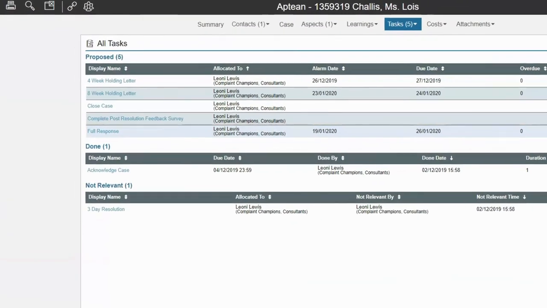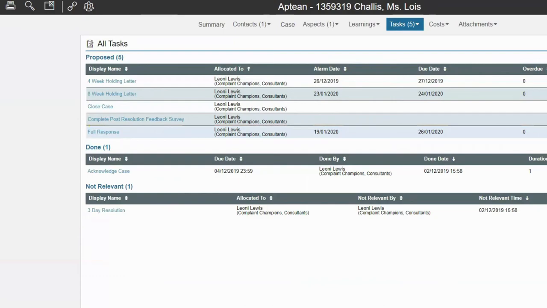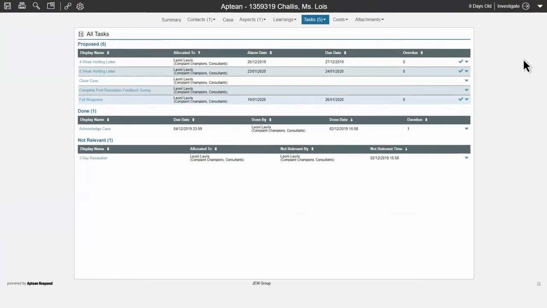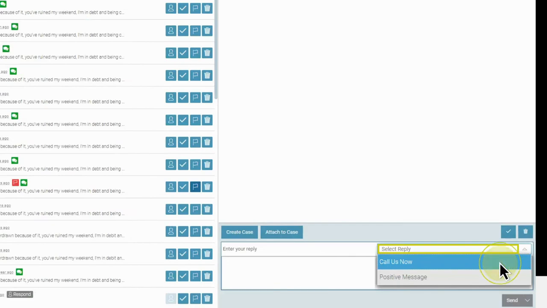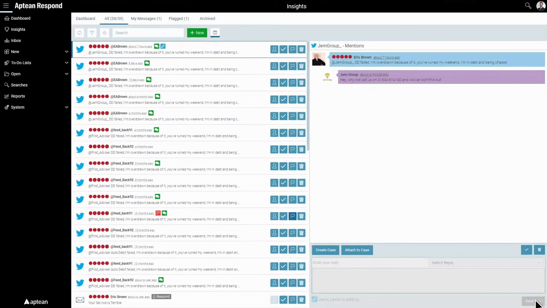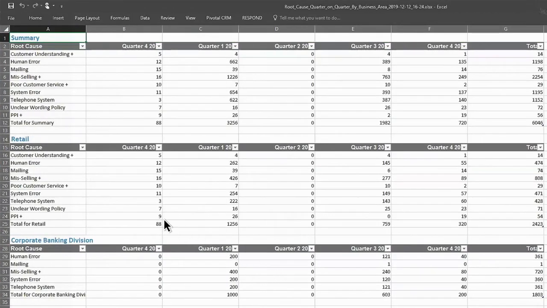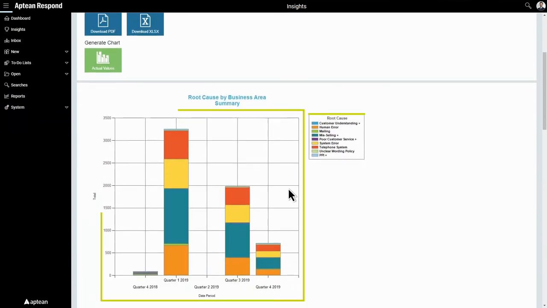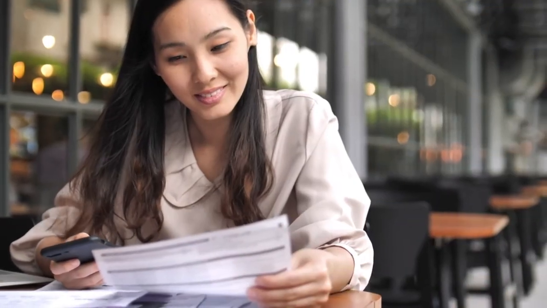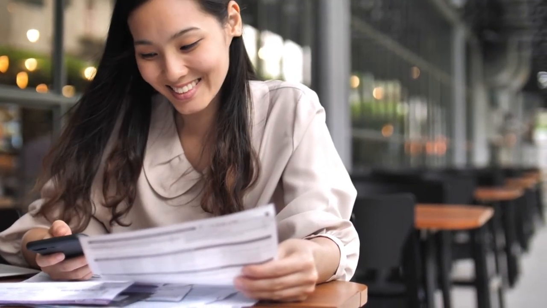Respond's automated workflows help case handlers to truly focus on the customer rather than managing tasks, while the industry-tailored templates ensure compliance and consistency. The solution's robust reporting capabilities also allow you to easily slice and dice data any way you want, ensuring teams have access to the real-time information they need. Customers are the heart of every business.